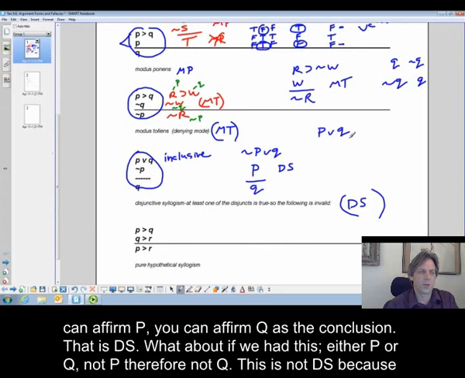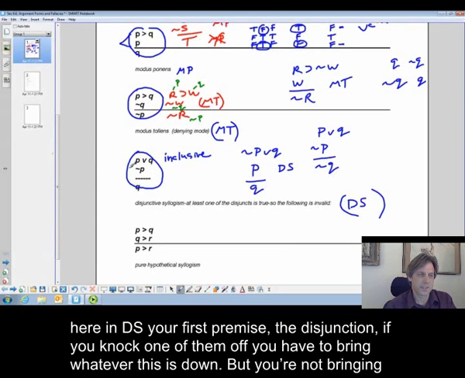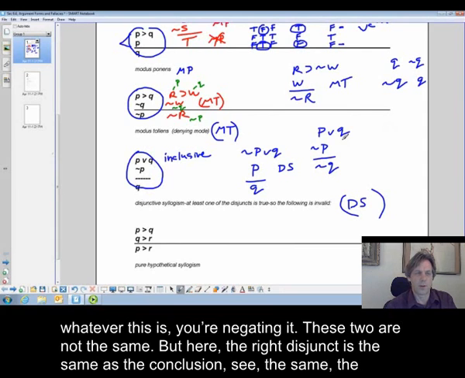Okay? What about if we had this? Either P or Q, not P, therefore not Q. This is not DS, because here in DS is your first premise, the disjunction. If you knock one of them off, you have to bring whatever this is down. But you're not bringing whatever this is, you're negating it. These two are not the same. But here, the right disjunct is the same as the conclusion. See? The same, the same.